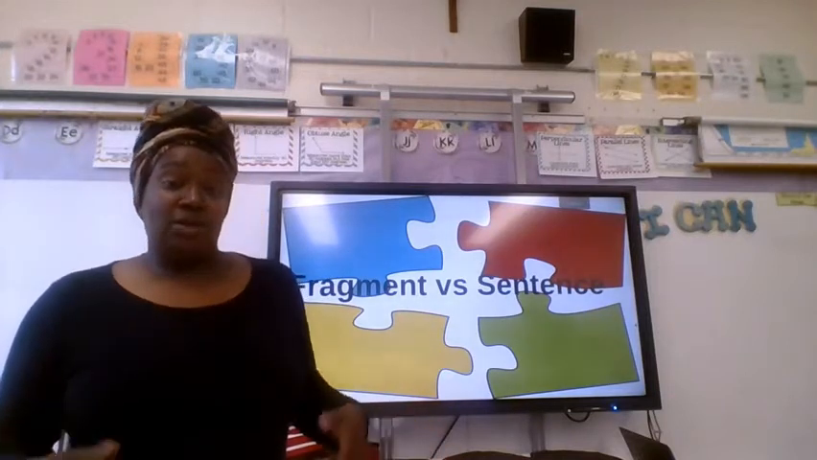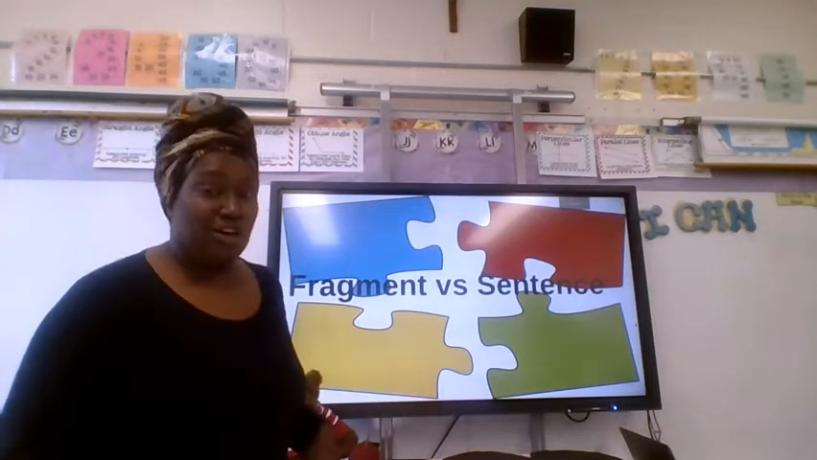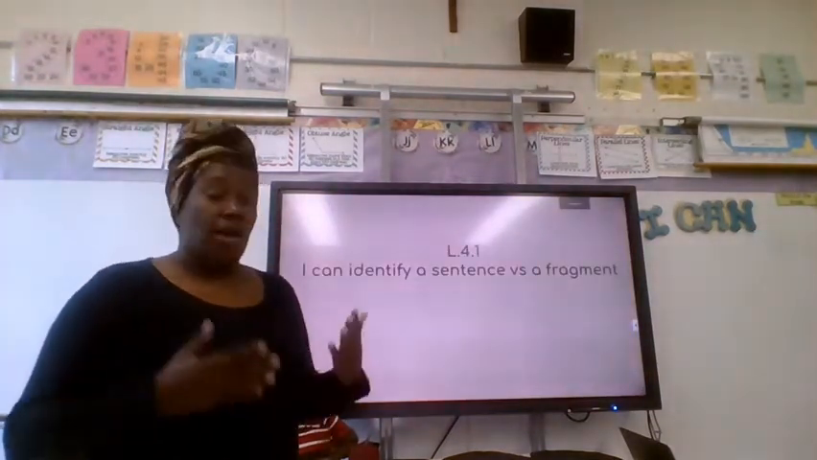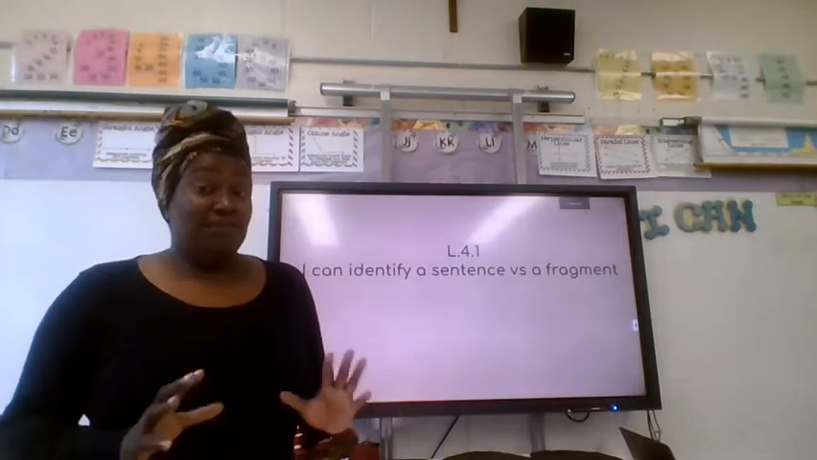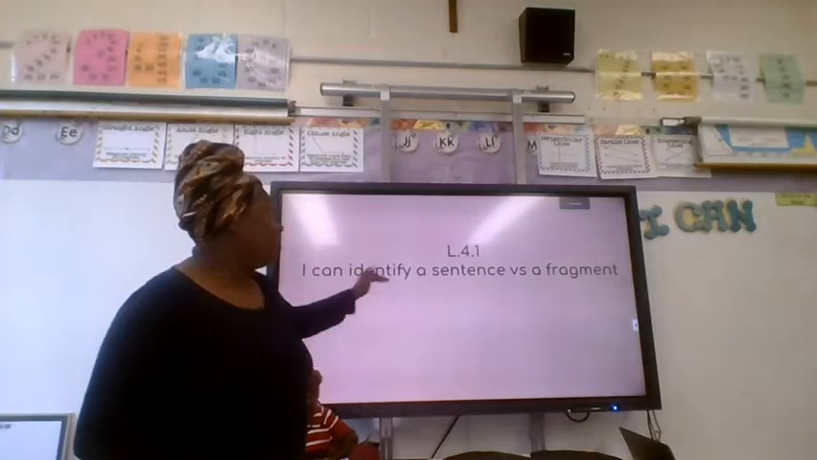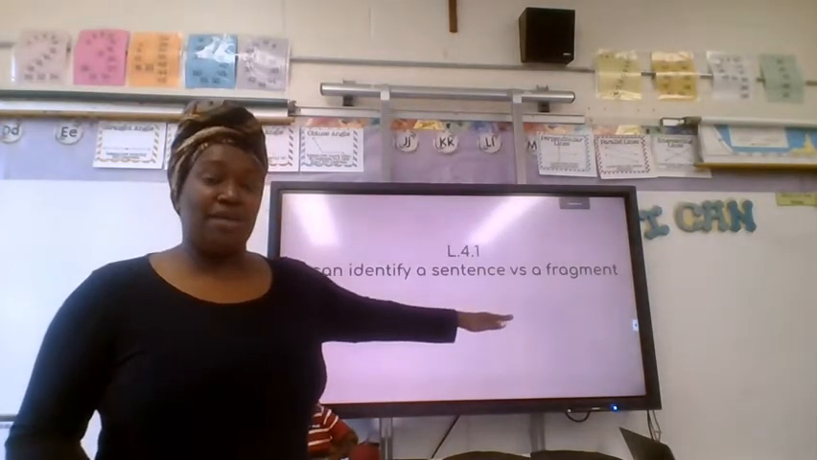Today's lesson is going to be about fragments versus sentences. Let's check out our learning target and see where we're going with this. By the end of today, I hope you can say, I can identify a sentence versus a fragment.